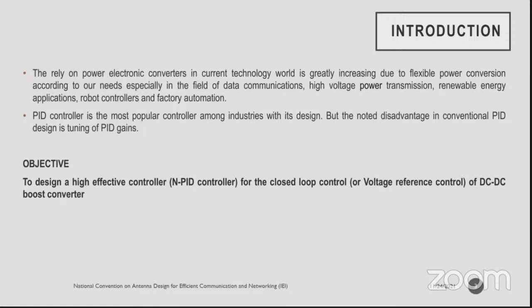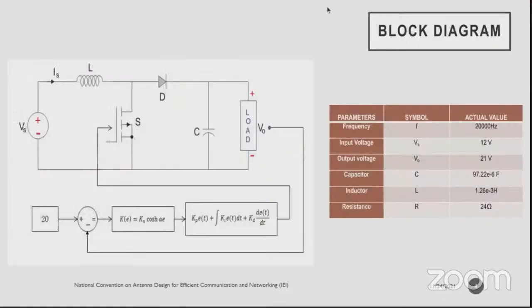Here we have taken a closed loop control of DC to DC boost converter. We have a large number of controllers, but still for closed loop control of DC to DC boost converter, the PID controller is the most popular one. But the noted disadvantage with PID is the design tuning of PID gains. So that's why the objective here is to design a highly effective controller. Here a nonlinear PID controller is designed for the closed loop control of DC to DC boost converter. This is the design of closed loop control of DC to DC boost converter with nonlinear PID controller.